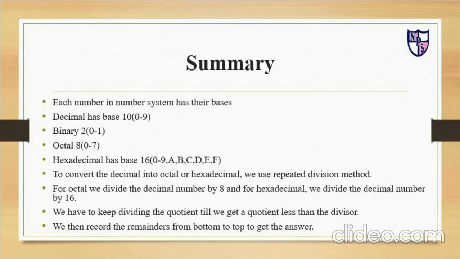Summary. Now let's summarize today's lesson. Each number in number system has their bases. Decimal has base 10, binary has 2, octal has 8, and hexadecimal has base 16. To convert the decimal into octal or hexadecimal, we use repeated division method. For octal, we divide the decimal value by 8, and for hexadecimal, we divide the decimal value by 16. We have to keep dividing the quotient till we get a quotient less than the divisor. We then record the remainders from bottom to top to get the answer.